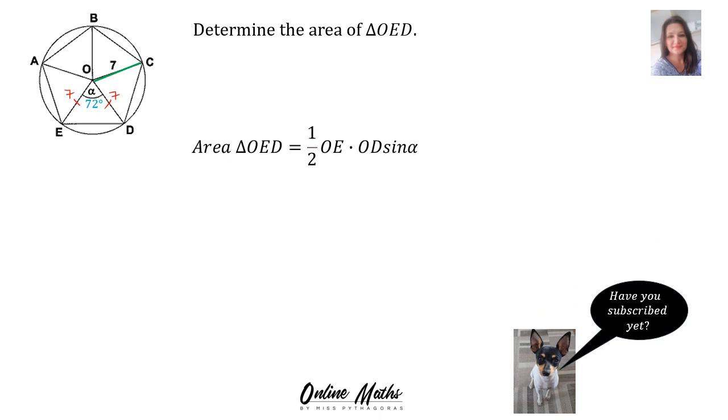So the area of triangle OED is half times OE times OD sin alpha. Substitute half times 7 times 7 sin 72 degrees, and the answer area is 23,3 centimeters squared.